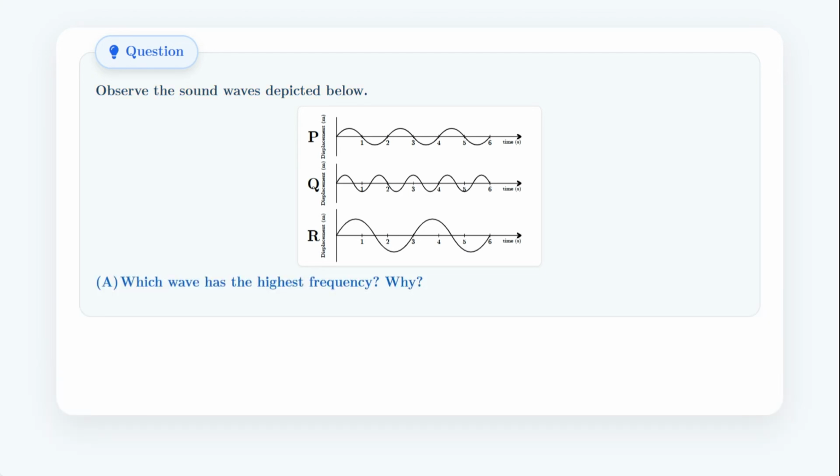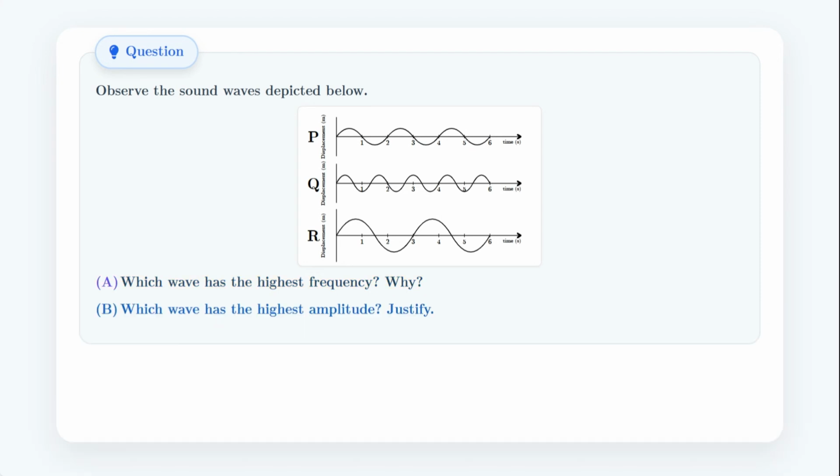Alright, moving to the first sub-question. Part A. Which wave has the highest frequency? And importantly, why? Think about what frequency actually means. Next, Part B asks, which wave has the highest amplitude? You also need to justify your answer. Keep your eyes on the vertical height of these waves.